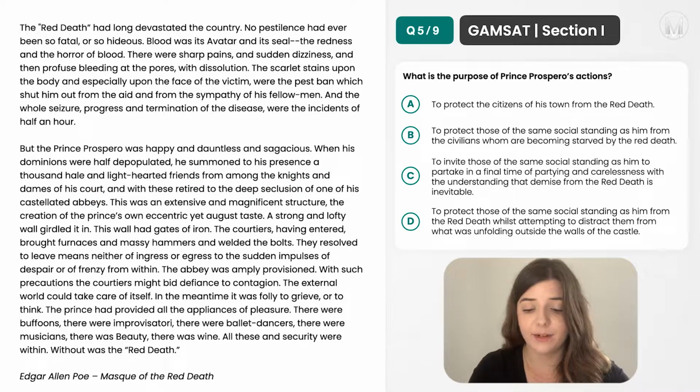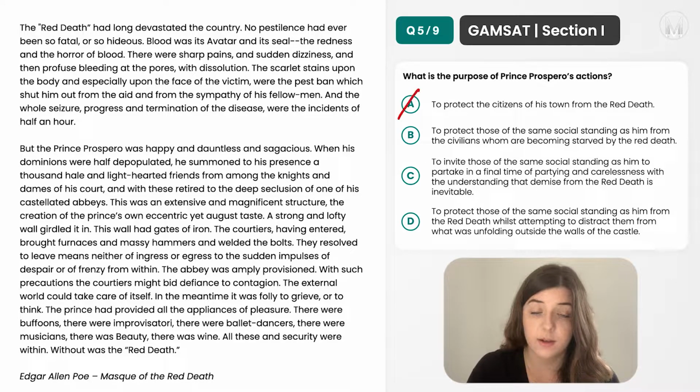So whilst the citizens of his town were half depopulated, so half had been killed by this death, he only actually welcomed those from his courtship, so his knights and dames of his court. So it wasn't actually to protect the citizens of his town. So you can rule out option A. Option B, to protect those of the same social standing as him from the civilians who were being starved by the Red Death.